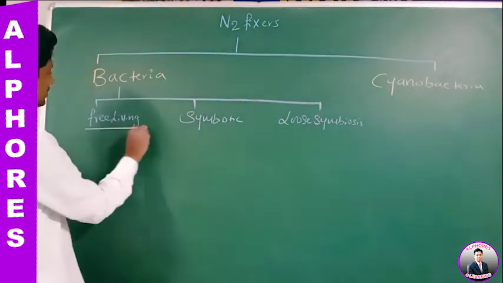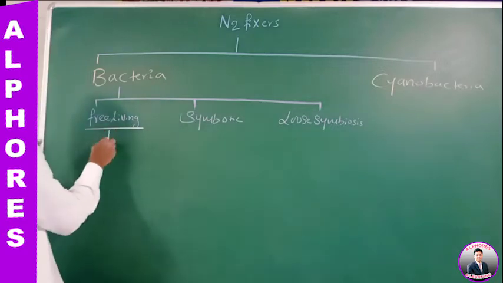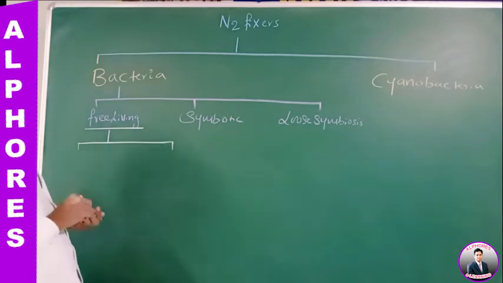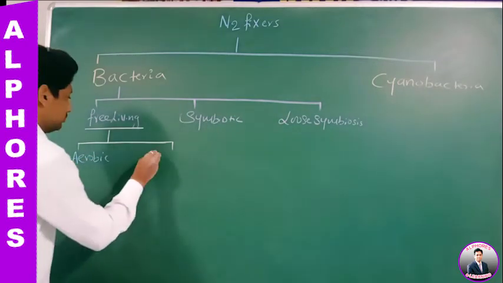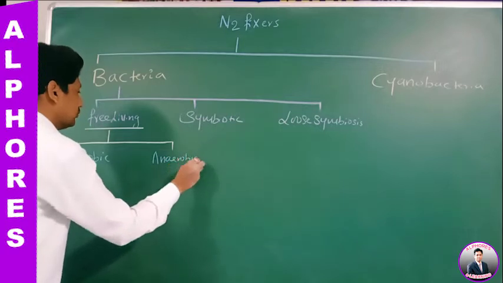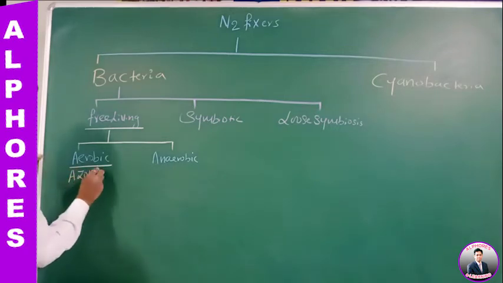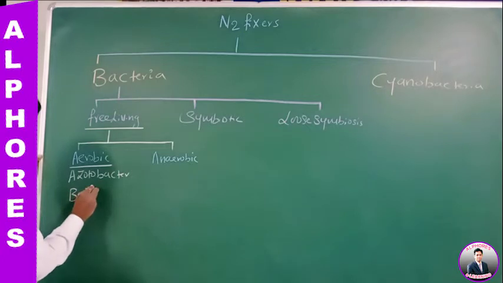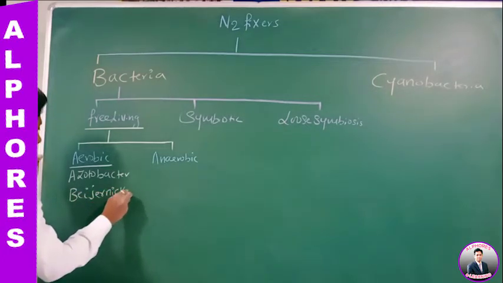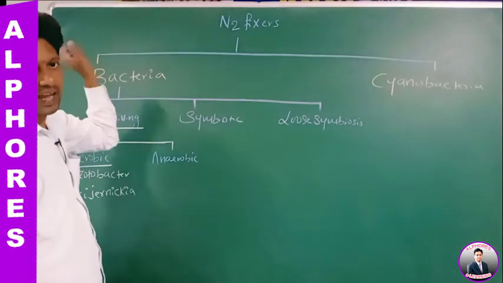Go for the first one, free living. This free living bacteria may be either aerobic or anaerobic. First, go for aerobic. Examples I am writing: Azotobacter, and number 2, Beijerinckia. Therefore, Azotobacter and Beijerinckia, these two are aerobic free-living bacteria which fix nitrogen and act as nitrogen fixers.